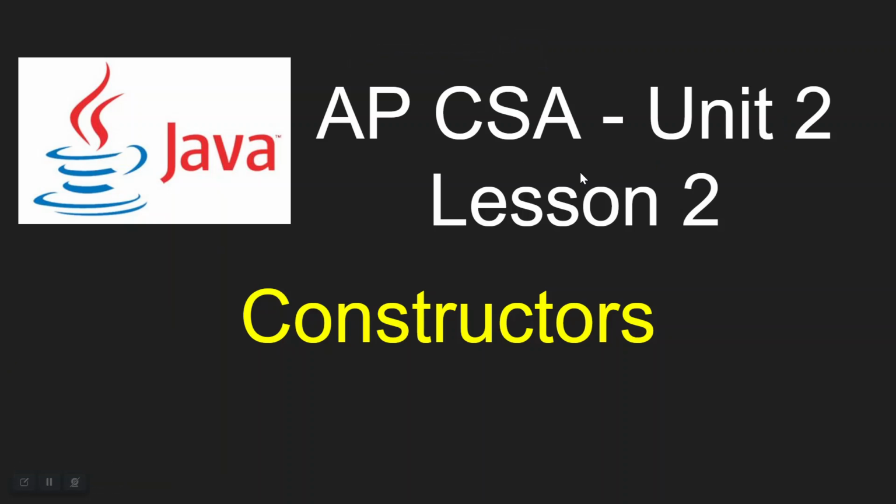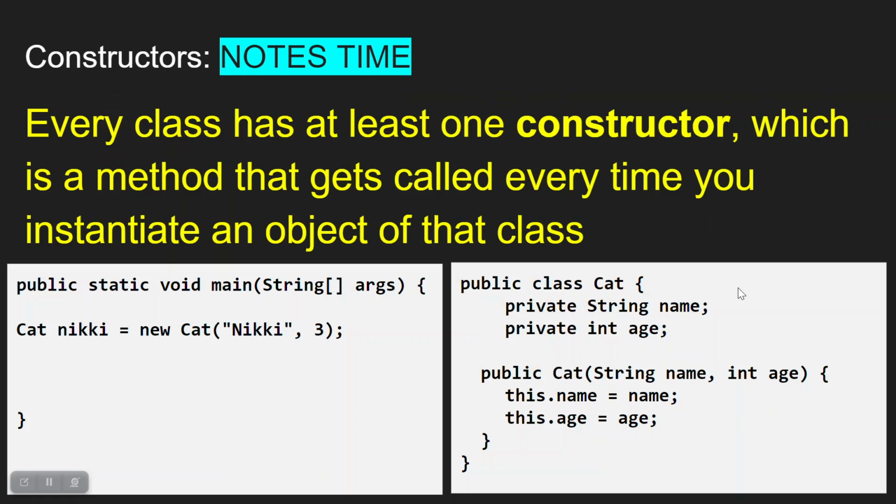Today, we're going to be looking at Unit 2, Lesson 2, which is all about constructors. So let's dive right on in. Let's start with this idea. Every single class has at least one constructor. And a constructor is a method that gets called every time you instantiate an object of that class. Constructors are super important because if you don't have them, you can't have objects of a class.